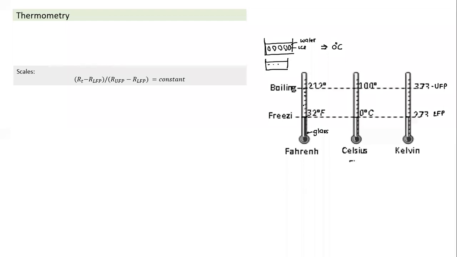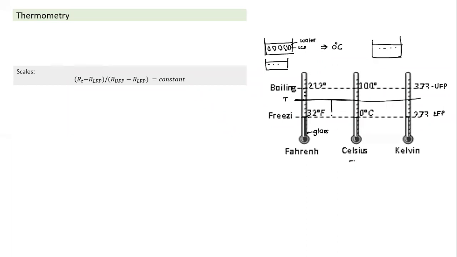Whenever we measure a temperature, suppose I want to measure the temperature of some object or some liquid at an unknown temperature. If I keep all three of them in the same vessel at the same temperature, all will reach the same height. Though they may read different values, all will rise to the same height. The fractional height will be the same at any temperature T.